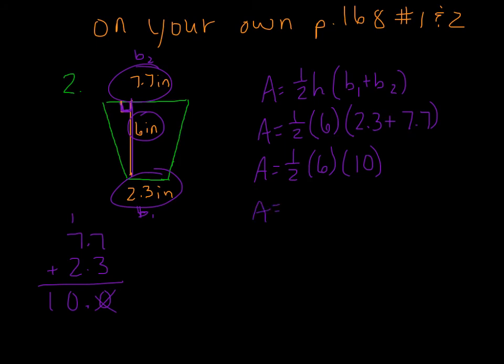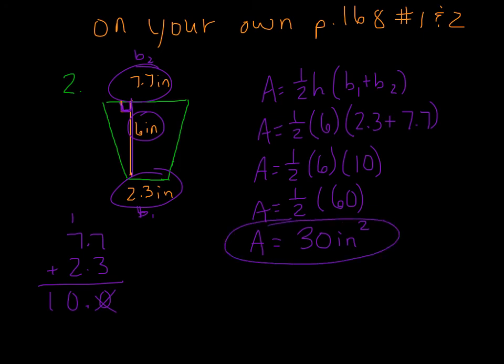Do it again. 1/2, 6 times 10 gives me 60. And here I am dividing 60 by 2 or timesing it by 1/2, either or, getting the same answer of 30, and making sure that you're labeling and putting your 2 up there for being squared. So 30 inches squared, we're talking about area, and that's my final answer.